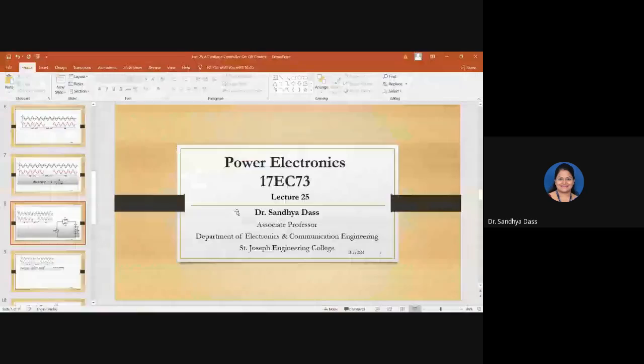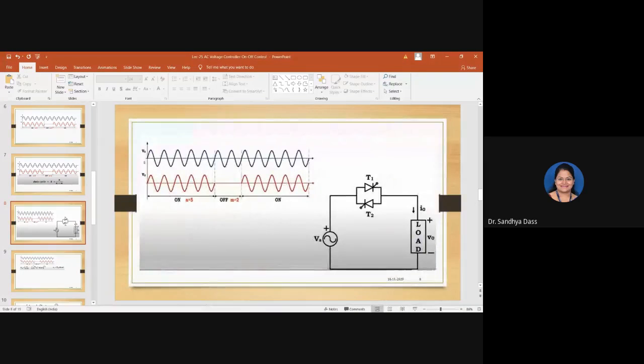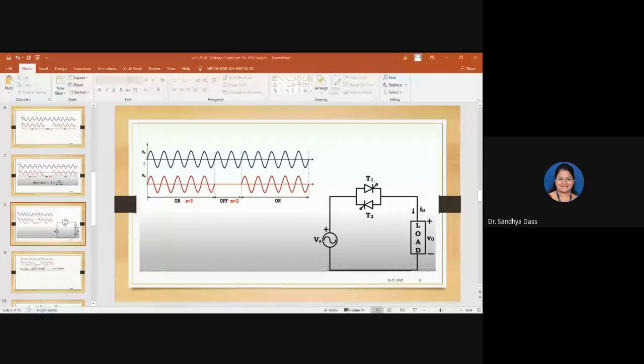Let me pause here and see if all are there and alert. Are you able to understand? Can you acknowledge? Can anyone acknowledge? Yes. Okay. Thank you, Sanket. Fine.